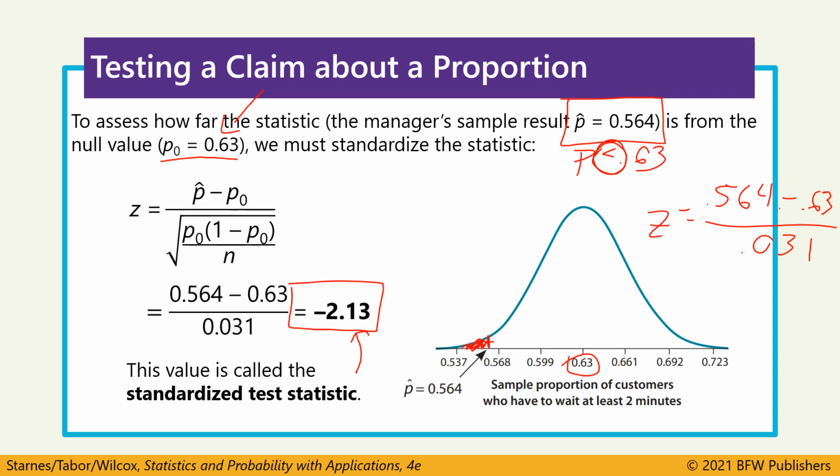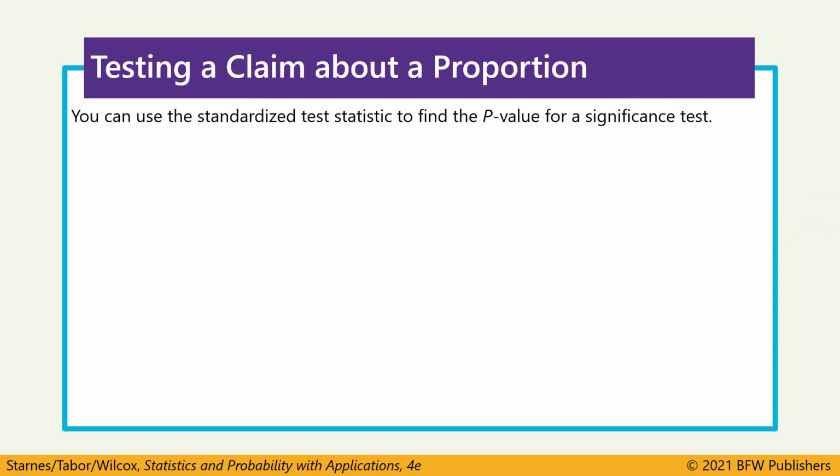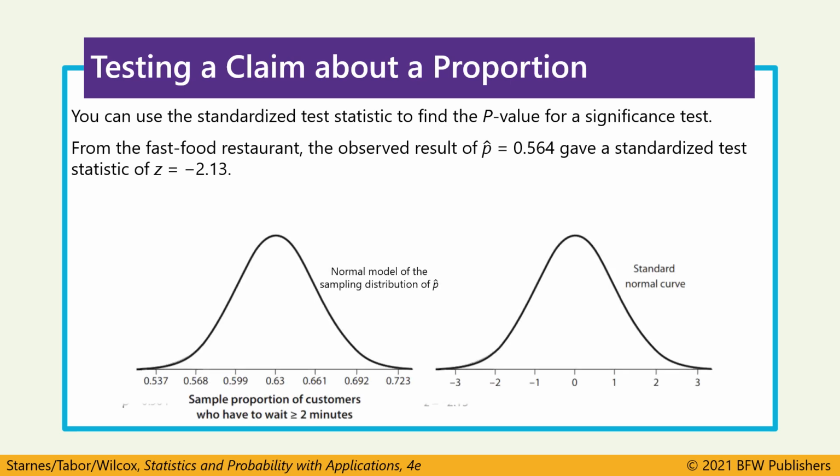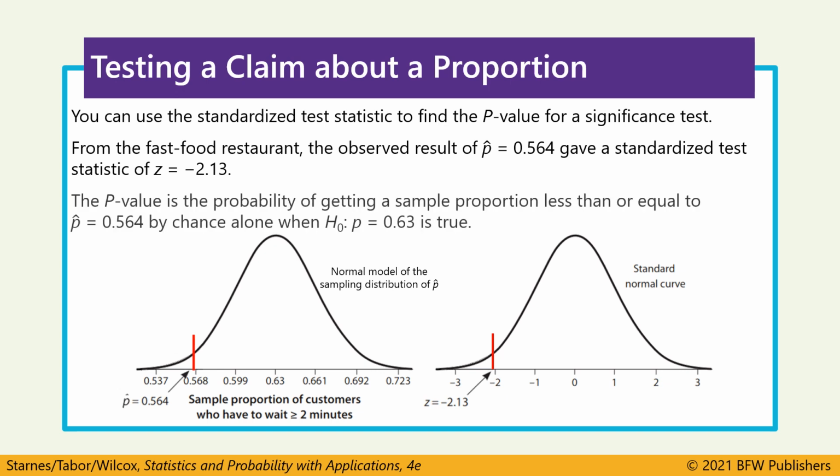It's simply a z-score. Now, simply from what we know about z-scores, we can tell that this is unusual. This 56.4% is more than 2 standard deviations from the mean, which means it would be unlikely to occur by chance. That would be evidence against this null hypothesis, leading us to reject it and conclude that it's actually gone down from 63%.